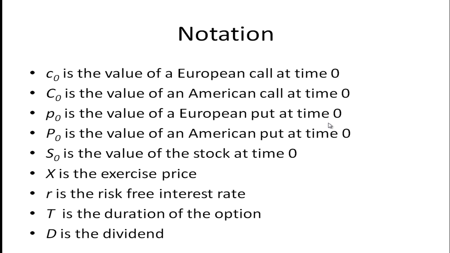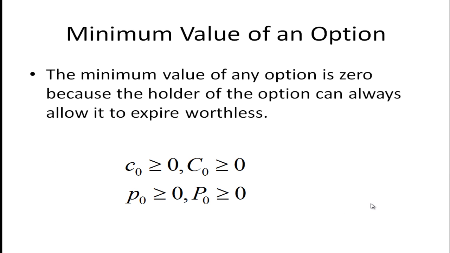Here we're looking at the value at time 0. X is the exercise price, S is the stock price, so S sub 0 is the stock price at time 0. R is the risk-free rate. T is the duration of the option, or how long it takes until the option expires. And D is the dividend, if any is paid.